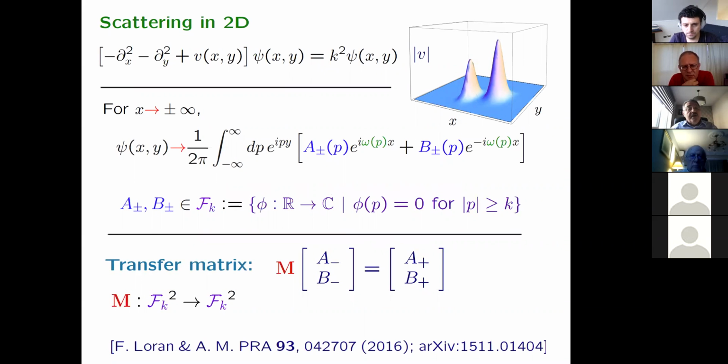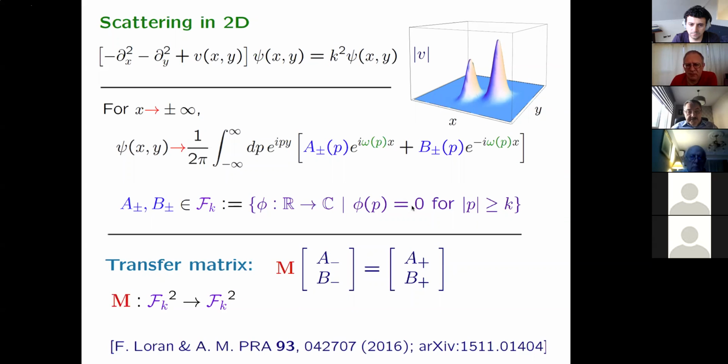Now, once I have this setup, which looks very much like the one-dimensional situation, I can define the transfer matrix to be the matrix which again connects the coefficients at minus infinity to those at plus infinity. The only difference is that the A's and B's are not numbers, they are functions. And this matrix is not a numerical matrix, it's a 2x2 matrix whose components are linear operators. So M is actually a linear operator which takes two-component wave functions to two-component wave functions, and these f_k squared is just the product of f_k by f_k. So components should satisfy this condition.